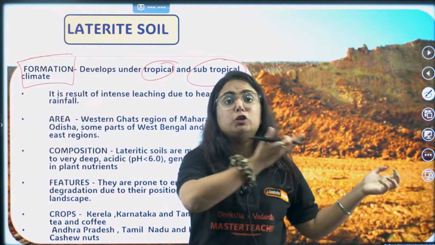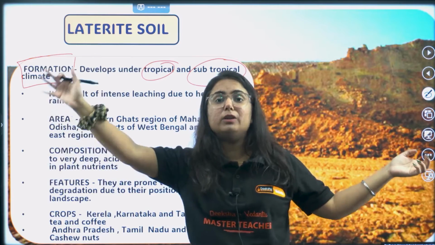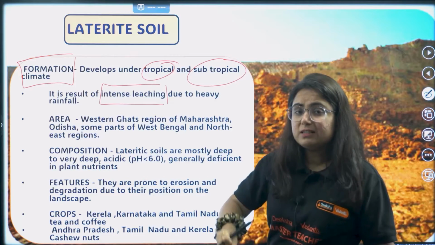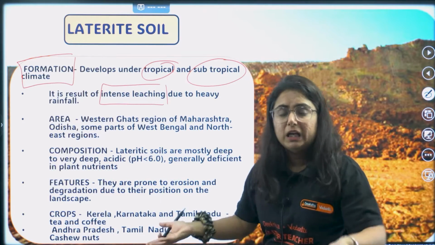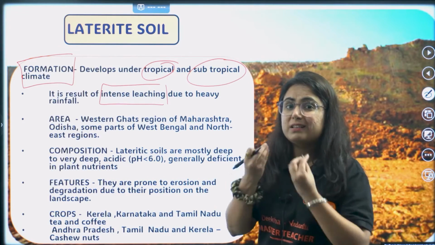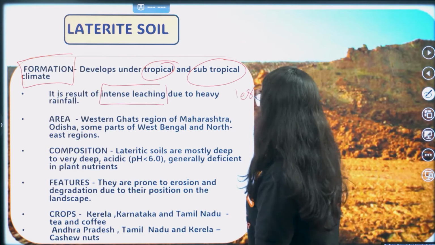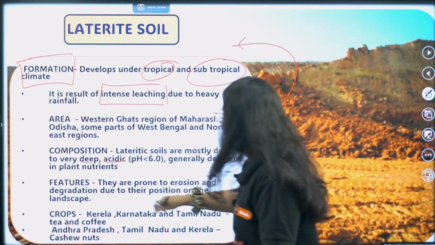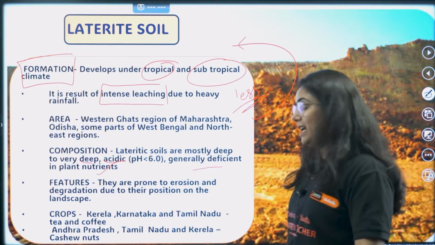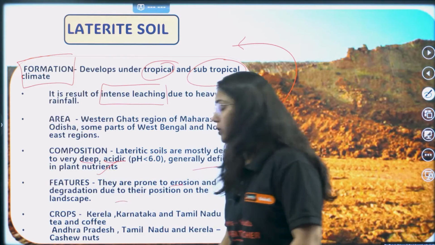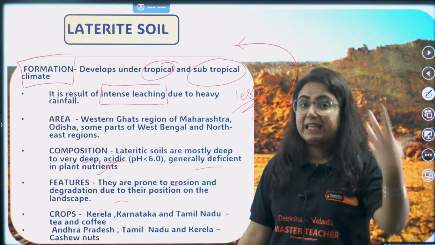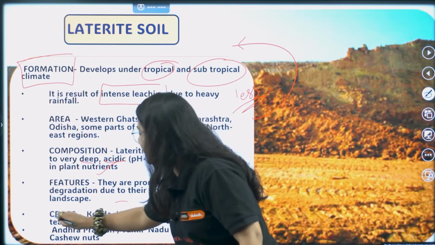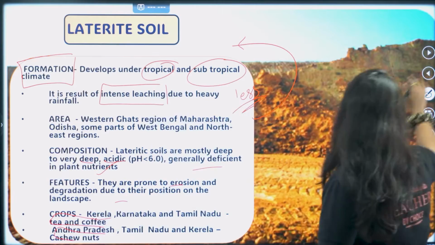Because of that, the topmost layer of soil washes away with the water, and that feature is known as intense leaching. Because of that intense leaching, all the nutrients are washed away. Now the soil is left with no nutrients, resulting into the formation of less fertile soil, and this is what laterite soil is. It is acidic in nature, very deep, generally deficient in nutrients, and prone to soil erosion also. But using some good techniques for the soil conservation, some crops can be grown like tea and coffee and cashew nut in the regions given here.